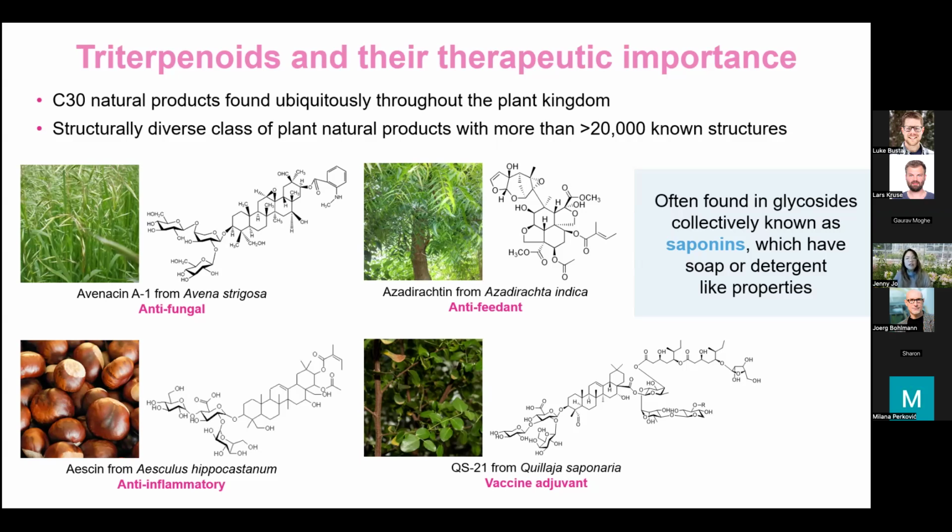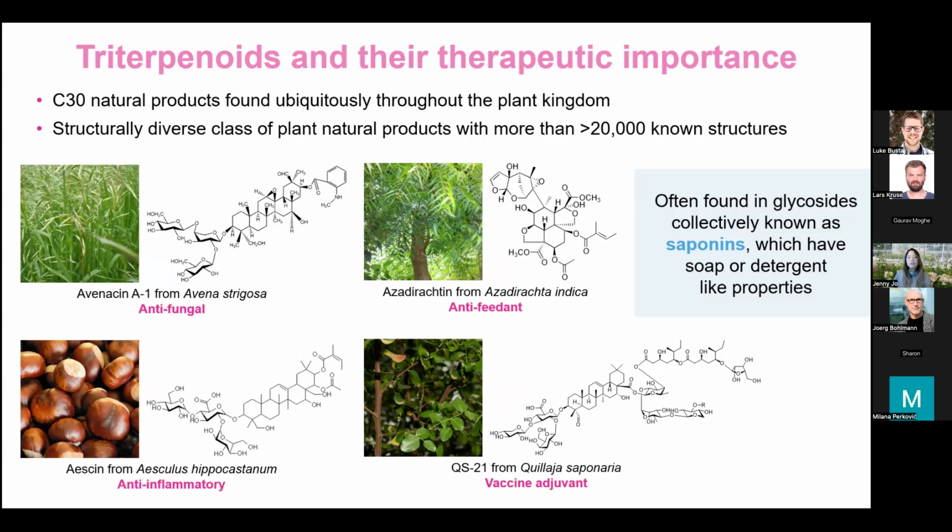These triterpenes are often very heavily glycosylated, and the glycosylated form of triterpenes are known as saponins. Because these saponins are composed of an aglycone core and are decorated by sugars, they have an amphiphilic nature. So saponins have soap or detergent-like properties, which makes them foam when you lather with water. This means it has been used as a source of natural soap for centuries.